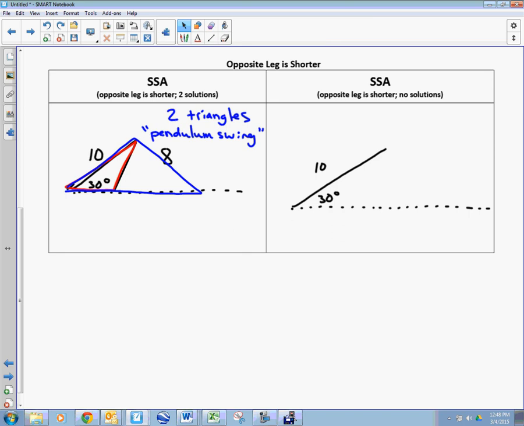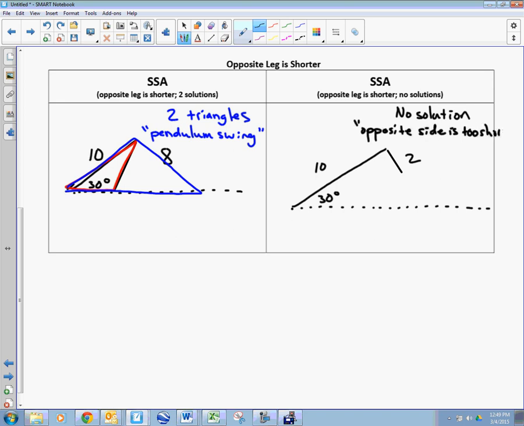Now I'm going to do a side opposite the angle that is also shorter. But this time it's going to be too short. For example, what might be a length of a side opposite 30 that might be too short to actually make it down to the other side? Yeah, say 1 or 2. So we'll do a length of 2. If I grab a segment and hang it off the top from here, well, look, I'm trying to reach down there. I just can't do it. Just won't make it, will it? So that's a case where there's no solution. The opposite side is too short. Got that? Okay.